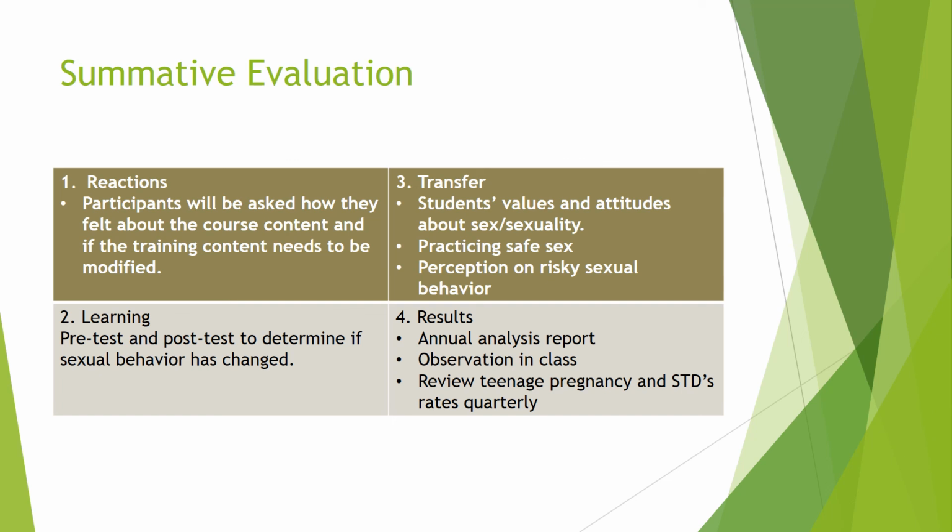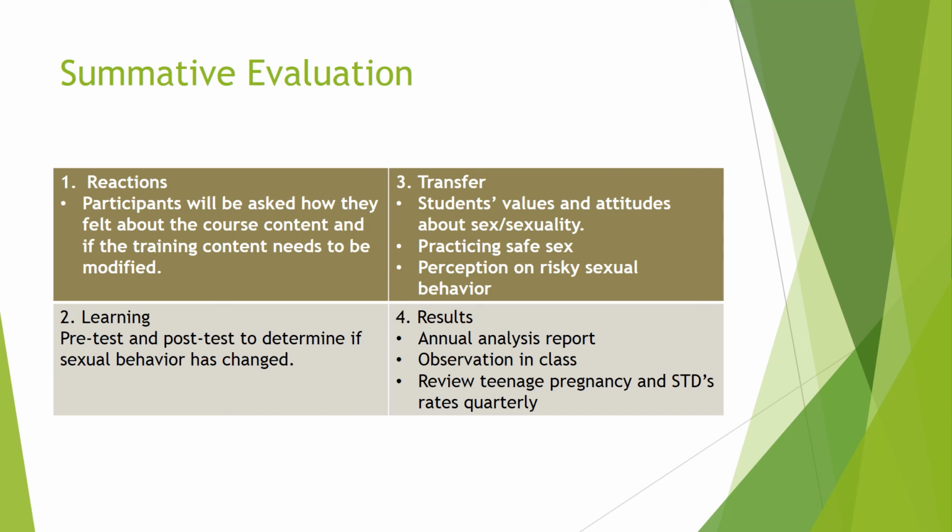of the students. The second is learning, and that consists of the pre and post test to determine if sexual behavior has changed. The third, and this is the most important level, of course, is transfer. We want to ensure that the students are actually taking advantage of the information they've received. So if their behavior has changed, if they're physically doing this in their daily life, we want to make sure that we have that information. So their perception on risky behavior will definitely be identified. The fourth is results.